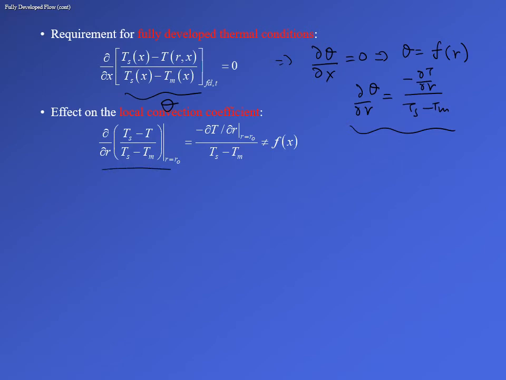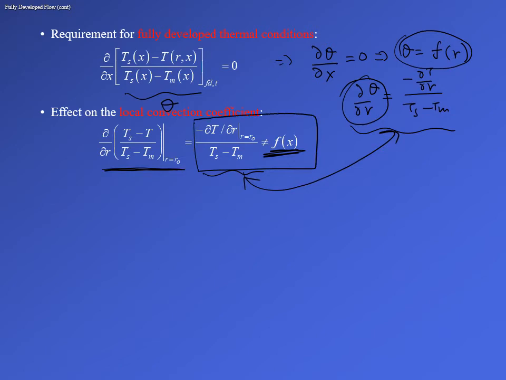And here what we have done is we have calculated del theta by del r at r equal to r naught, which is the surface of the pipe. The pipe surface is r equal to r naught, not r equal to 0. R equal to 0 is the center of the pipe. So this is what we get. And since we know that theta was only a function of r, del theta by del r is also only a function of r at max. That means it is not a function of x. So this whole quantity is not a function of x.